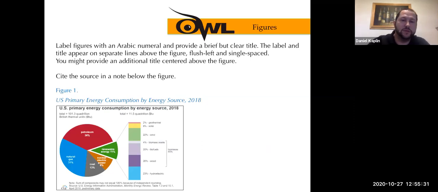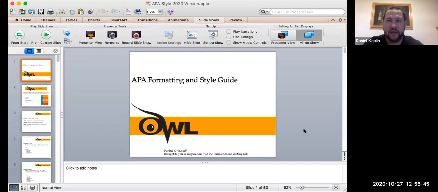And then when it comes to figures, you have your figure title, then you have your actual figure. If there's a source or caption, you put that below the figure. And that, my friends, is a very brief version of APA style. So I'm going to stop there, but I want you to go back to this anytime you're questioning how to write in APA style.